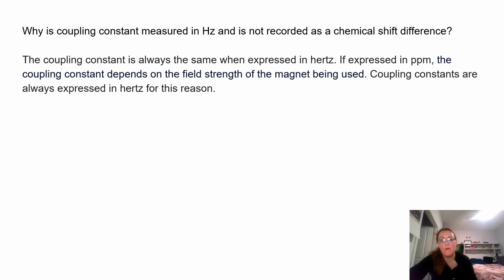Why is the coupling constant measured in Hertz and is not recorded as a chemical shift difference? The coupling constant is always the same when expressed in Hertz. If expressed in parts per million, the coupling constant depends on the field strength of the magnet being used. Coupling constants are always expressed in Hertz for this reason.